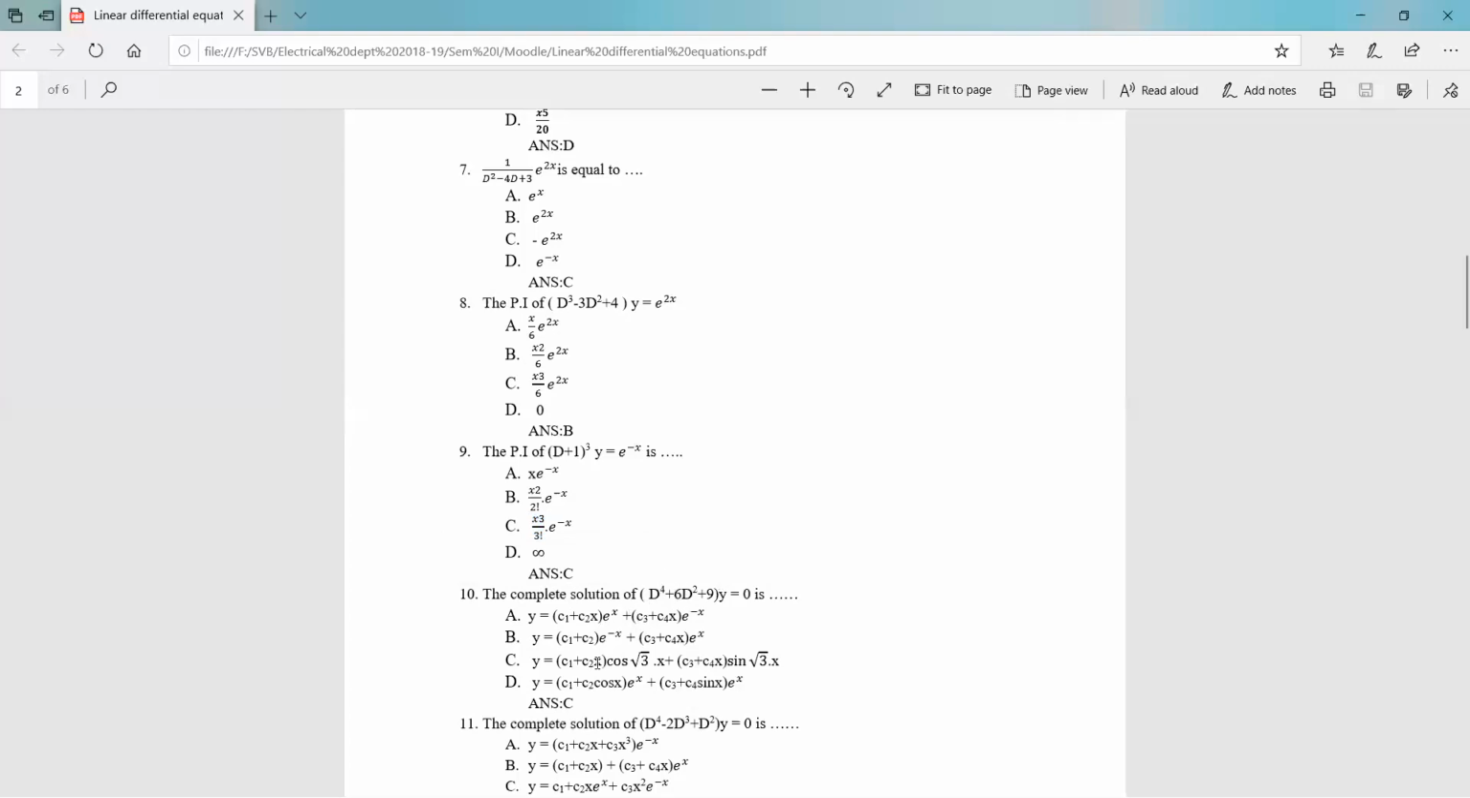For that, the auxiliary equation is d raised to 4 plus 6d square plus 9. The roots of this equation are plus minus root 3i, plus minus root 3i. The roots are complex imaginary roots and the roots are repeated. Alpha is 0, beta is root 3. So the corresponding complete solution is (C1 plus C2x) cos root 3x plus (C3 plus C4x) sine root 3x.